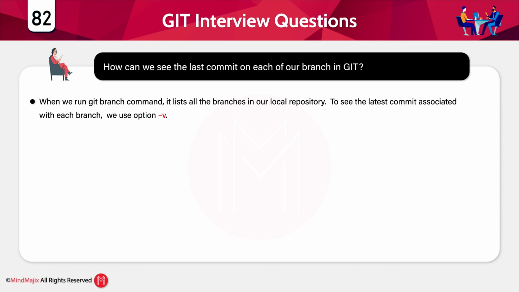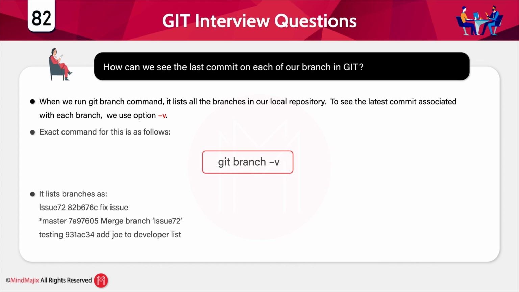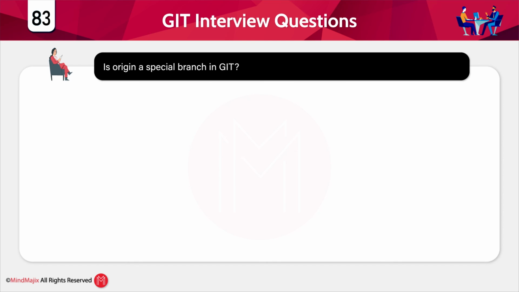To see the latest commit associated with each branch, we use the -v option. See, git branch -v, guys. It lists out the branches. Master. Is origin a special branch in Git, guys? No. Origin is not a special branch in Git.